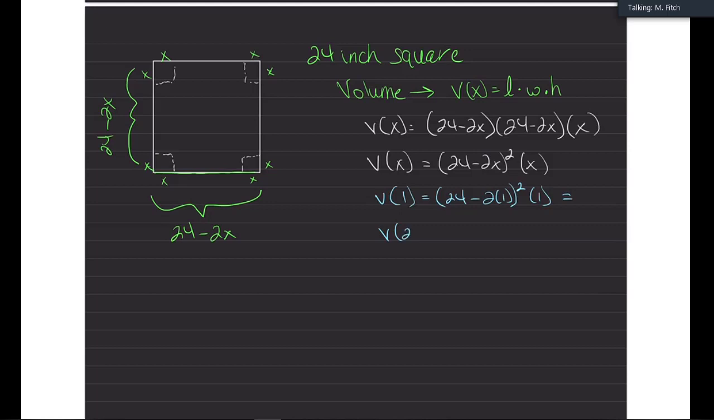What if I cut out 2 squares, or 2-inch squares? Could I figure out what my volume would be if I cut out 2-inch squares? Yeah, same thing, right? (24 minus 2 times 2) squared times 2. And I can do that math and I can figure out, okay? And I can keep going. I can figure out what it is if I cut out a 3-inch. Or I could figure out if I cut out a 4-inch. Right? But eventually you'll run out of room. Right?